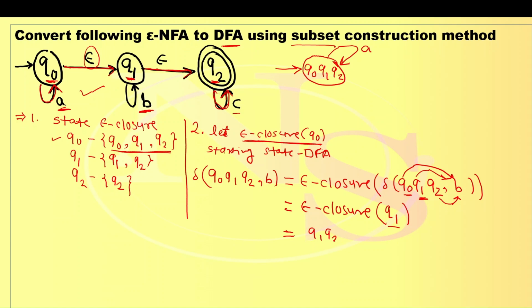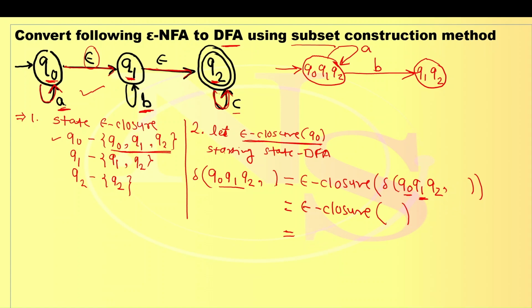It means Q0, Q1, Q2 reading B going to new subset Q1, Q2. So write it down here in parallel: Q1, Q2. For which symbol? Symbol is B. Repeat the same process for the transition for symbol C.